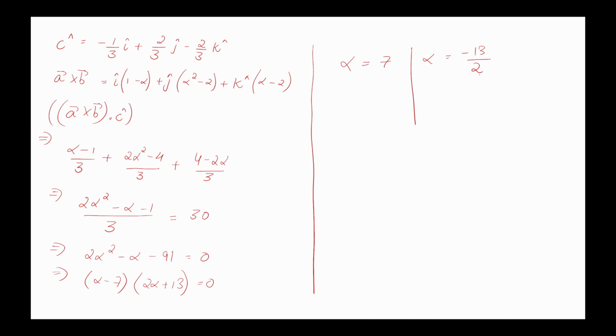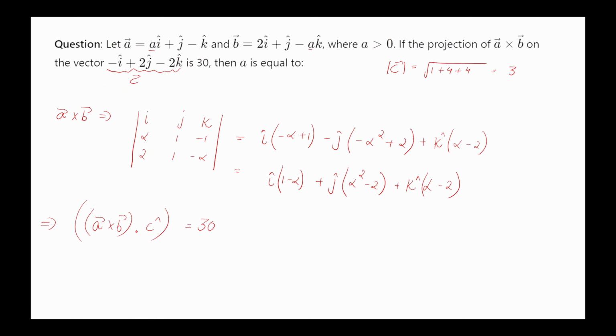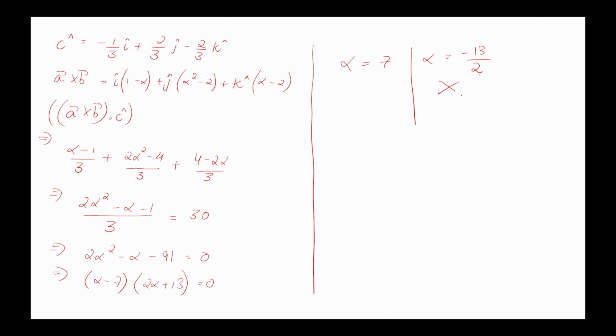Let's say if you are not able to factorize this quadratic equation, you can simply use the solution of quadratic equation, which is minus b plus minus root under b square minus 4ac upon 2a. Based on that also, you can solve this quadratic equation. Now, since we've found our values of alpha, we've gotten two values. In the question, they've also told us that alpha is always greater than 0, so we cannot ignore this portion. That means this negative answer would get rejected, and we would have 7 as our answer.